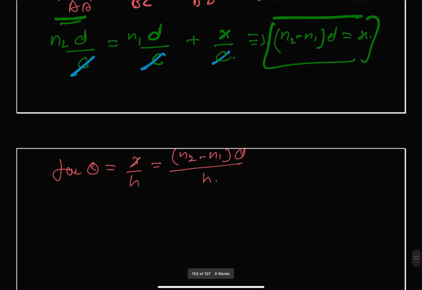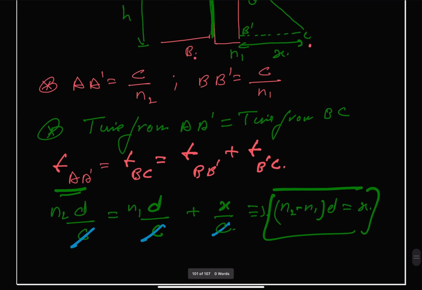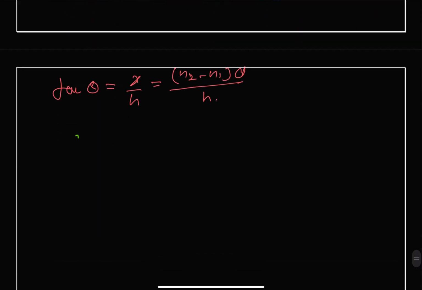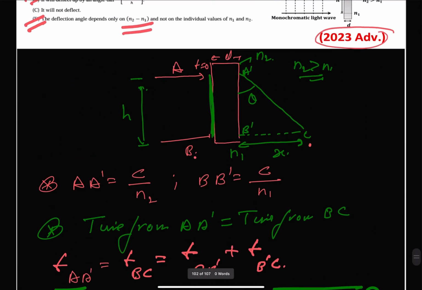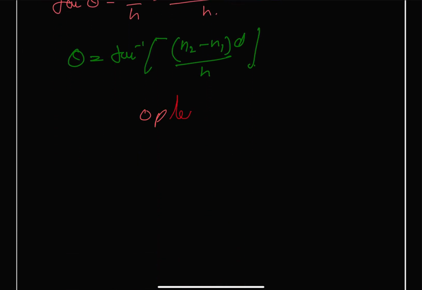So we can say that the deflection angle is dependent upon n2 minus n1, so this is a correct option, and it is also given that theta is tangent inverse, so this is also a correct option. So from here we can find theta also: theta is equal to tangent inverse of (n2 minus n1) times d divided by h. So options B and D are correct.